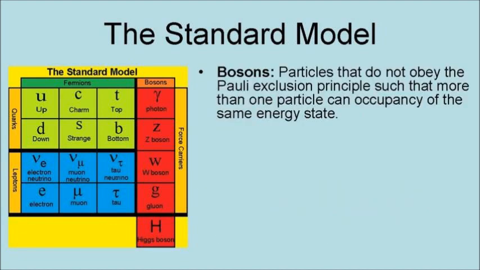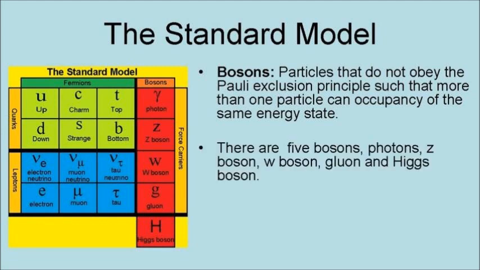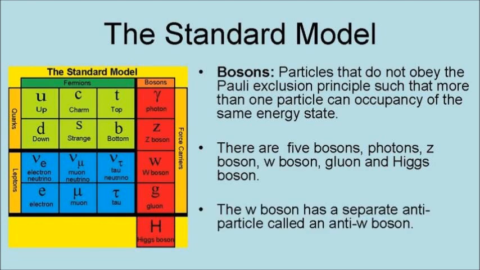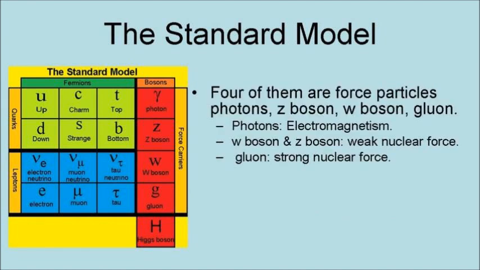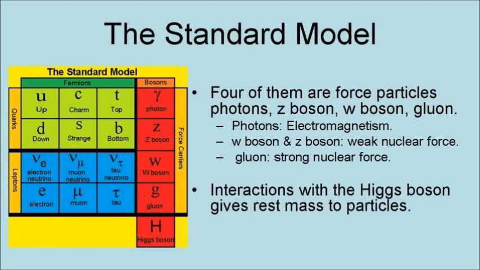Bosons are particles that do not obey the Pauli exclusion principle, such that more than one particle can occupy the same energy state. There are five bosons: photons, Z bosons, W bosons, gluons, and Higgs bosons. The W boson has a separate antiparticle called an anti-W boson. Four of them are force particles. Photons are associated with electromagnetism. W bosons and Z bosons are associated with the weak nuclear force, and gluons are associated with the strong nuclear force. Interactions with the Higgs boson give rest mass to particles.